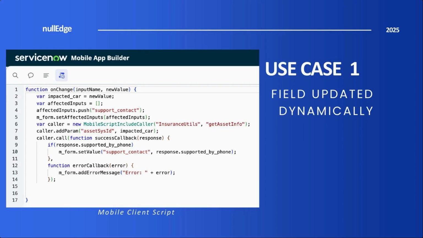The mform object is very similar to the gform object we usually use in client scripts on the desktop side, and it allows us to display a field, hide a field, or fill a field dynamically. That's the object we have used in our example to update the mform field dynamically.